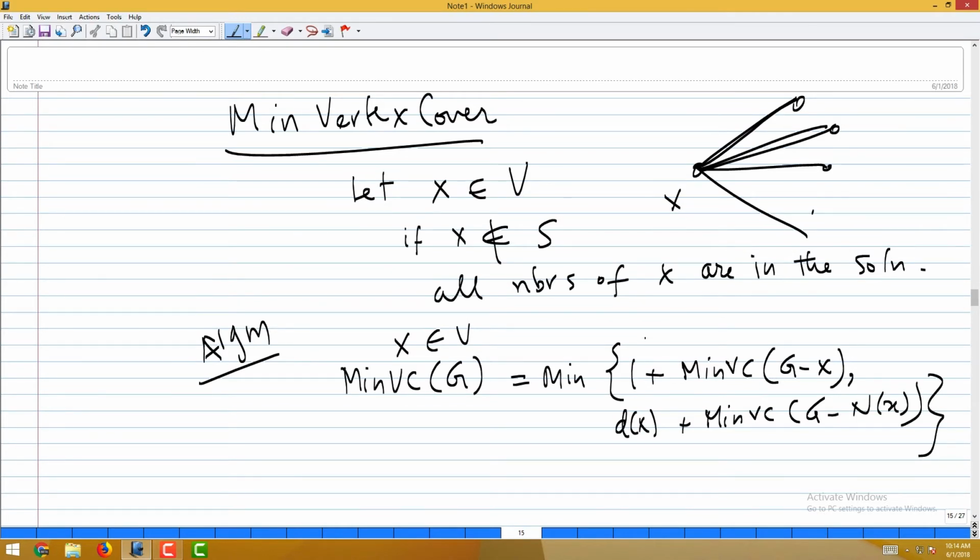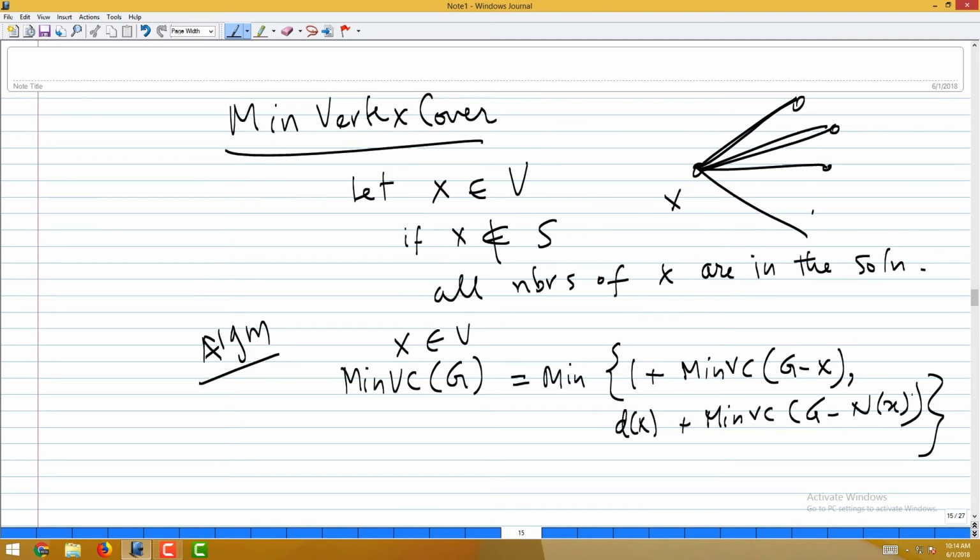If x is not in the solution, then I know that all its neighbors are there. So, include all those vertices and then delete them all, because they cover whatever edges are incident on those vertices, and find the minimum vertex cover on the remaining graph. Pick the minimum of the 2.